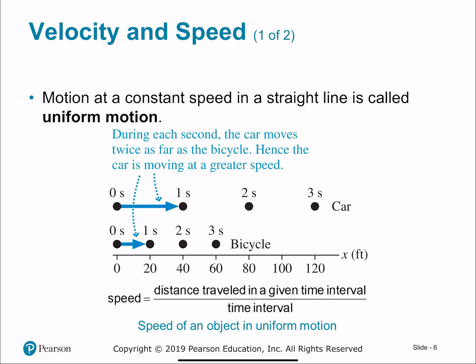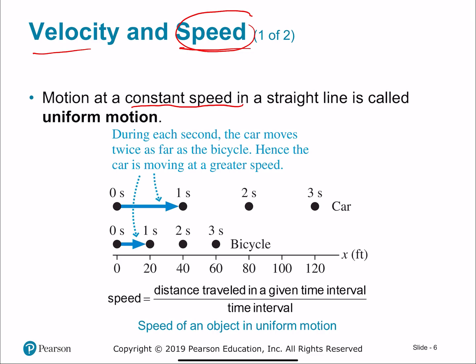So now we are ready to define velocity and speed. Velocity is a quantity that encodes two pieces of information. It tells you how fast you're going and the direction, right? So you could be going positive or negative in this case. So the speed is just a quantity that tells you how fast you're going. If the speed doesn't change over time, we said we have a constant speed motion.